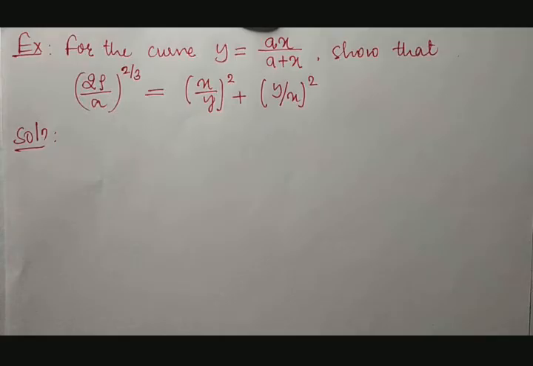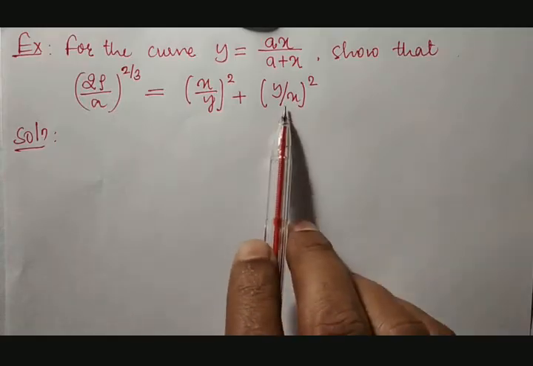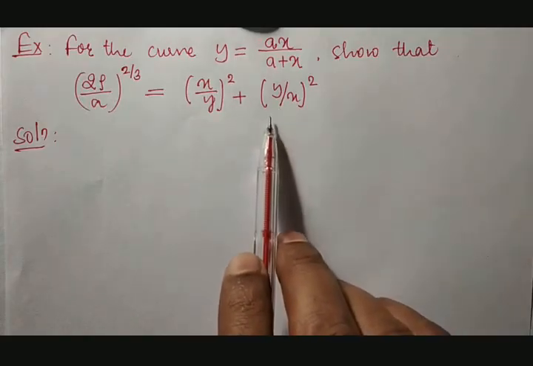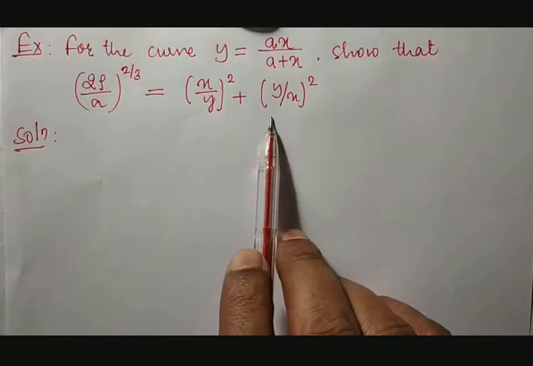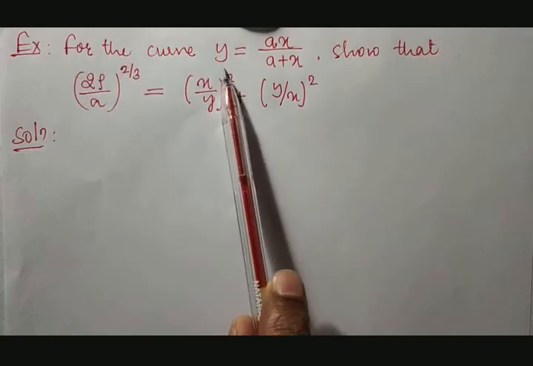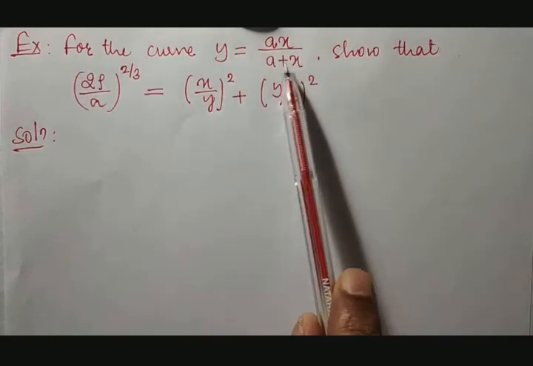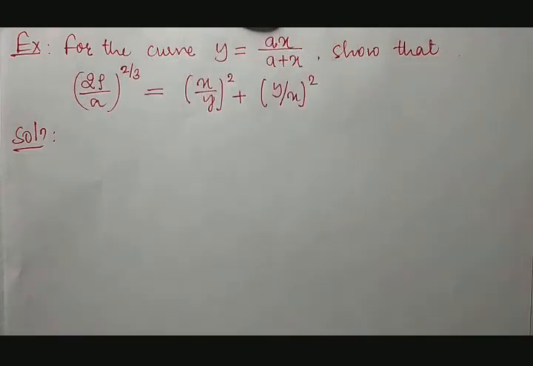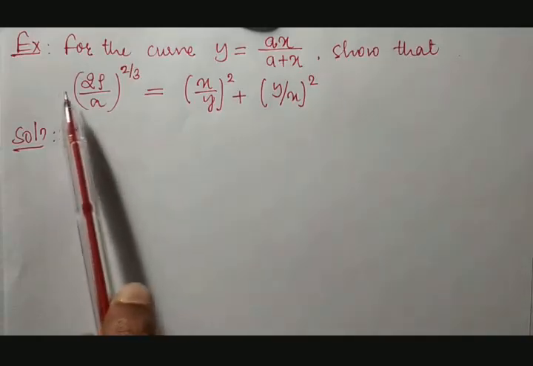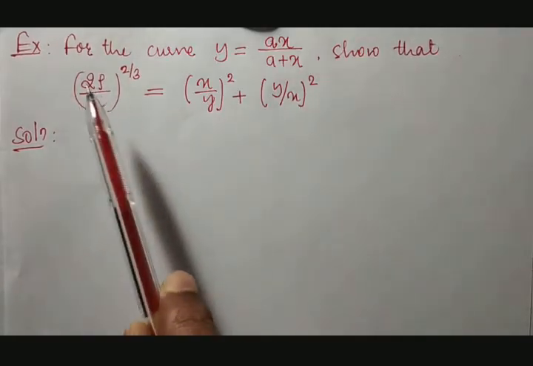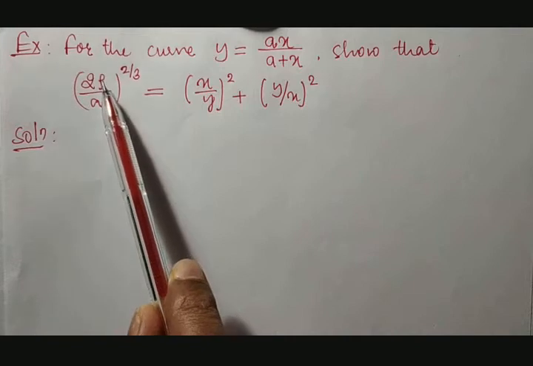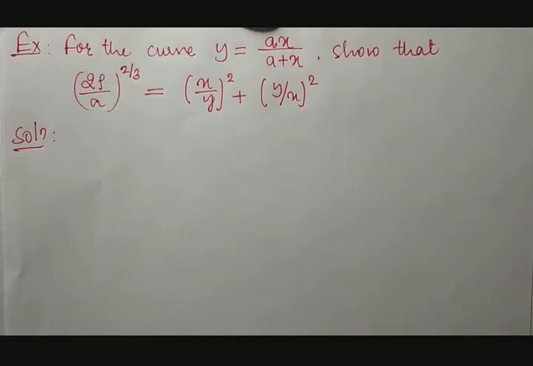In this session, we are going to discuss a unique example of finding a radius of curvature, but directly it is not told to find out the radius of curvature. You can see the curve is given, y is equal to ax by a plus x, means the curve is given in Cartesian form. They told us to show that in this entire thing we can observe there is a rho. Rho indicates the radius of curvature, means we need to solve this by using radius of curvature only.